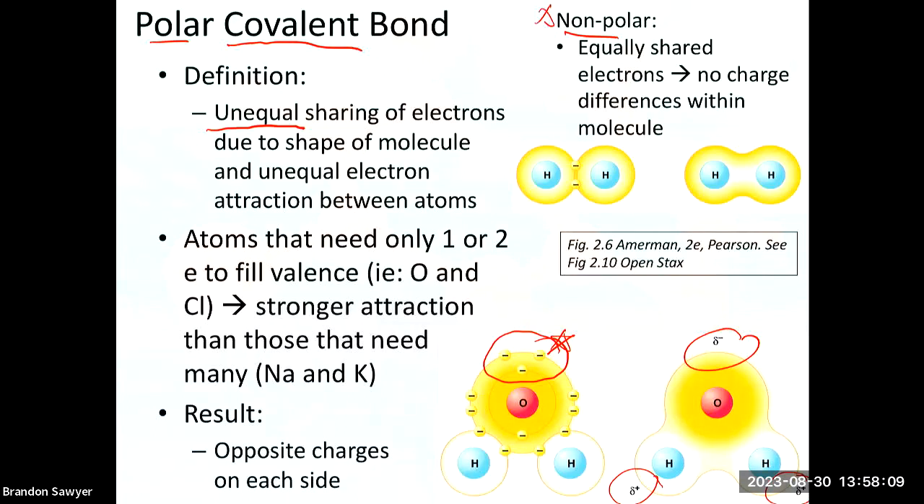And then non-polar covalent bonds are the opposite. We equally share electrons, right? The atoms are similar size, similar charge, and so they share those electrons equally, and it doesn't have a charge within it. It's just neutral throughout.